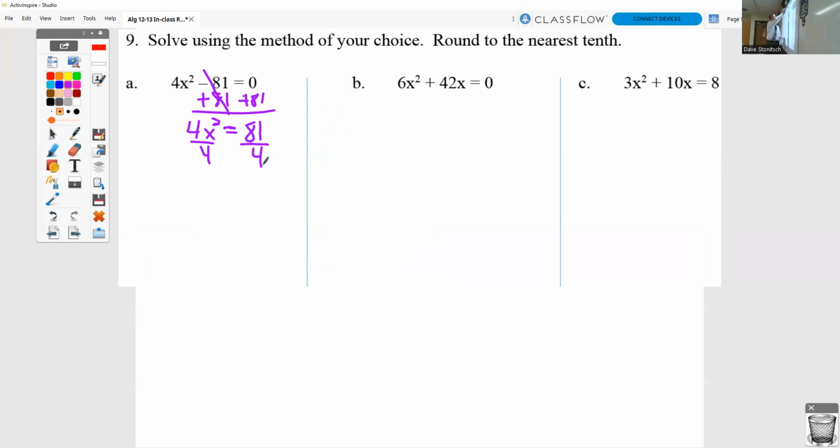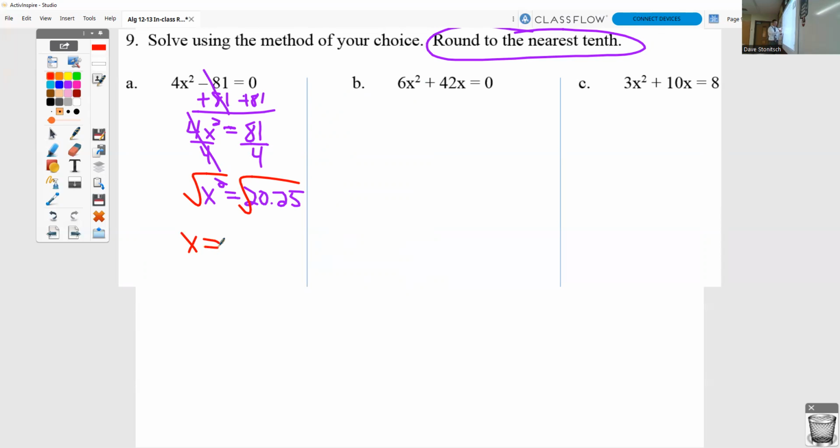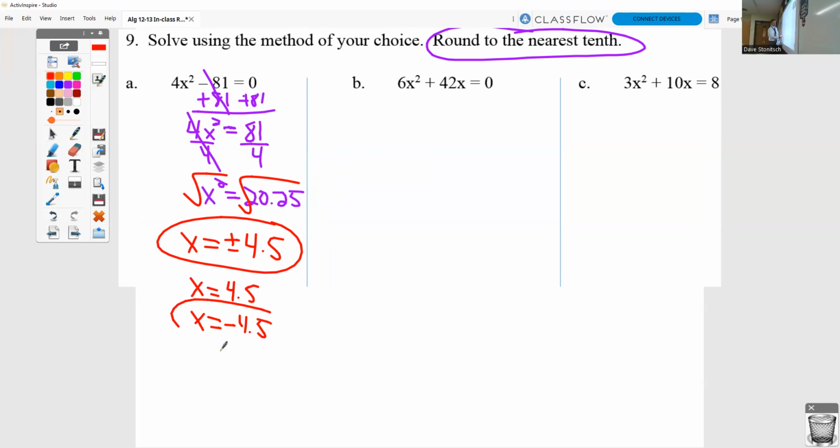Notice that I'm sort of doing it this way because our answer says round to the nearest tenth. All right. Those cancel out. X squared equals 20.25. Then square root both sides to get the x all by itself. So x equals plus or minus, when you round to the nearest tenth, 4.5. You could either write your answer like that or write your answer like this with two separate answers because it is plus or minus. So you could write it either way.